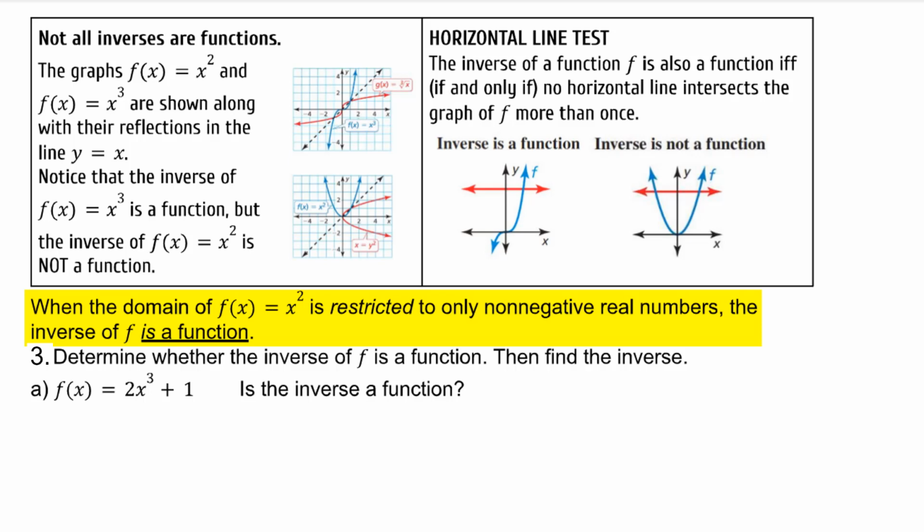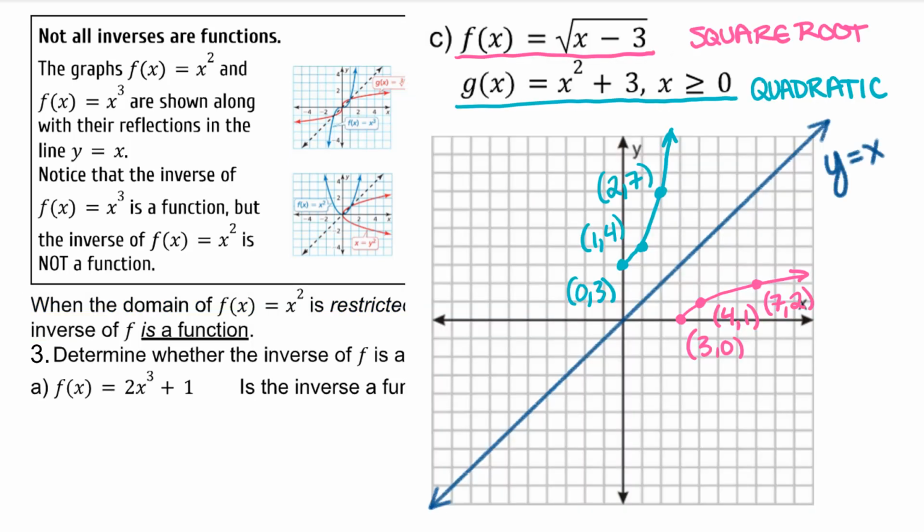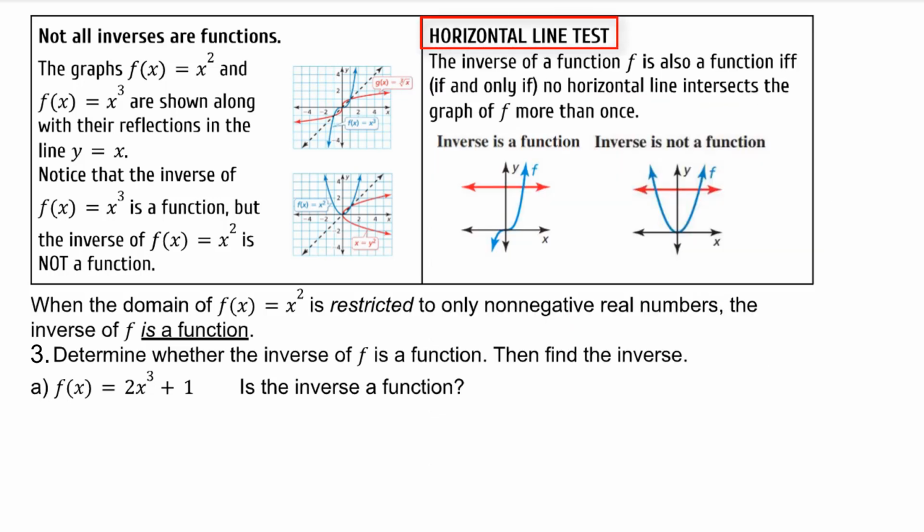So when the domain of x squared is restricted to only non-negative real numbers, then the inverse of f is a function, such as our graph from part C, which included that restriction to the x's. The horizontal line test can tell you if the inverse is or is not a function. The inverse of a function f is also a function iff. That means if and only if. No horizontal line intersects the graph of f more than once.